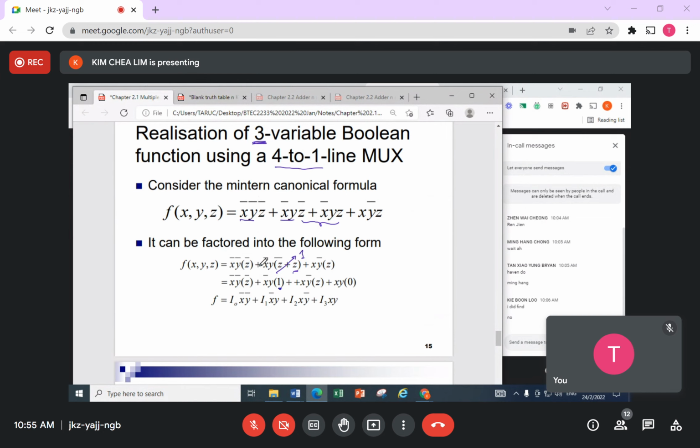Now check my combinations of X and Y here. Both are 0, so 0, 0. This is a 0, 1. This is the 1, 0. So what is missing? X, Y is missing. So I add it in. We add in this one on our own to cover all the combinations.